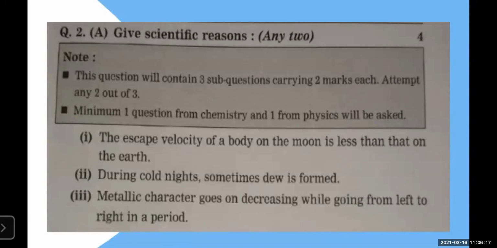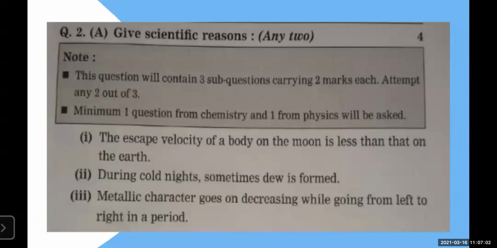And out of 3 questions you have to solve any 2, and minimum 1 question will be from the chemistry part, 1 will be from the physics part. The third can be any from physics or chemistry. It can depend on the examiner, those who have made the paper, the paper setter. They will select whether physics or chemistry. But 1 question will be from physics, 1 question from chemistry, and the third can be from chemistry or physics. Okay. So scientific reasons we will discuss now, students. 2 questions, 2 marks each, means 4 marks question will be there for question number 2A.